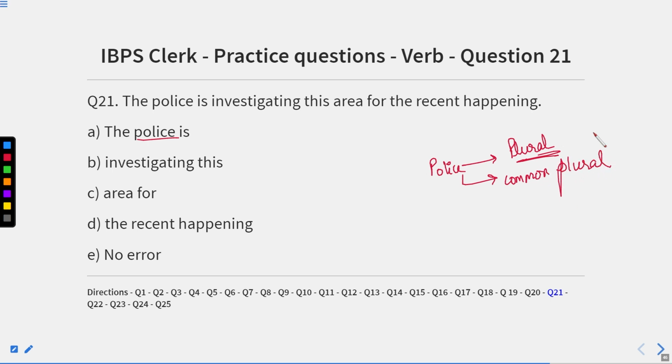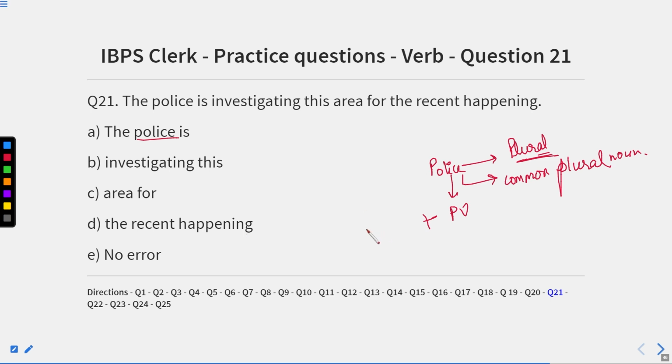Collective nouns are the nouns which form a group by collecting many nouns of the same type, and it makes only one group. That is known as a collective noun. Whereas police is just police, and we cannot make it singular. Police is always a common plural noun. So we need the plural form of the verb with it.